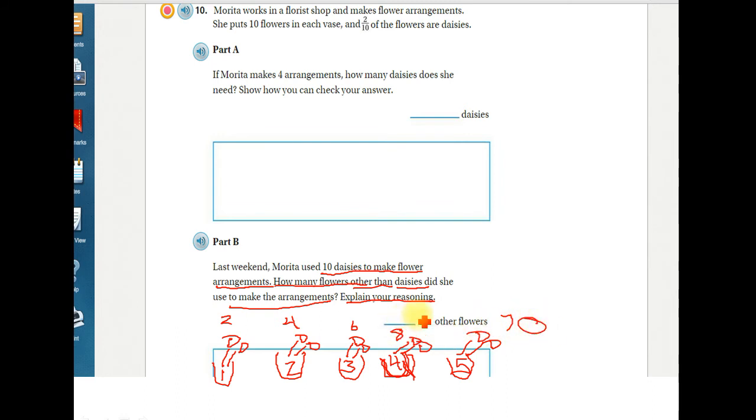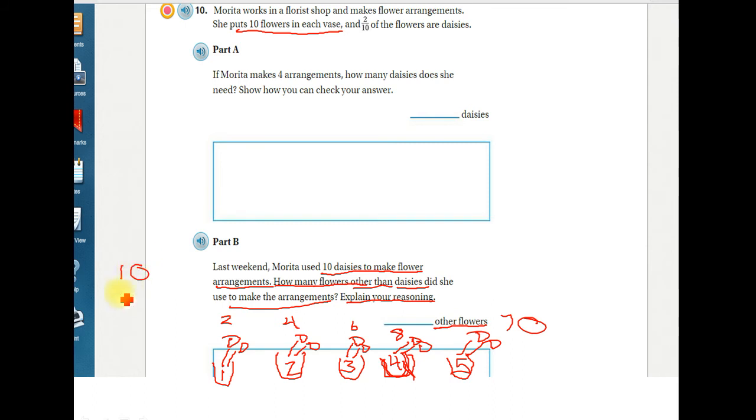Now, should I write 10 for my answer then? No, because it doesn't want to know how many daisies. Last problem wanted to know how many daisies. This wants to know how many other flowers. Well, remember from the beginning, there's 10 flowers in each vase. So if I need a total of 10 flowers, 2 of them are daisies, how many will be left over?